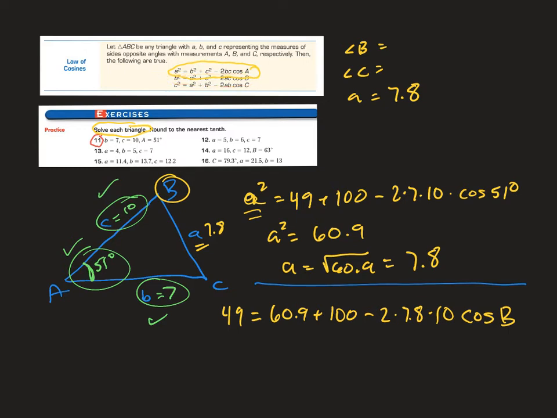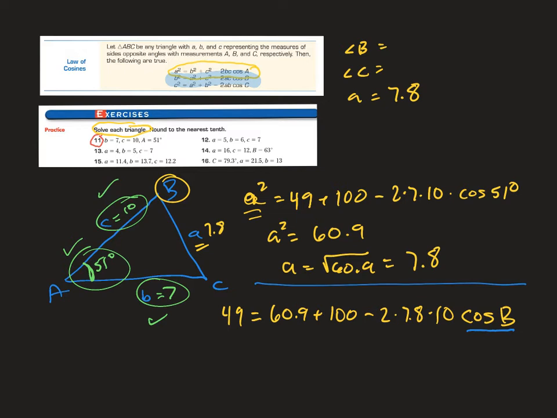I'm doing the second equation here, the one that starts with b squared. And I've filled in all the information. I've got 49, which is b squared, 60.9, and so on. And notice that I'm trying to solve for angle B down here.